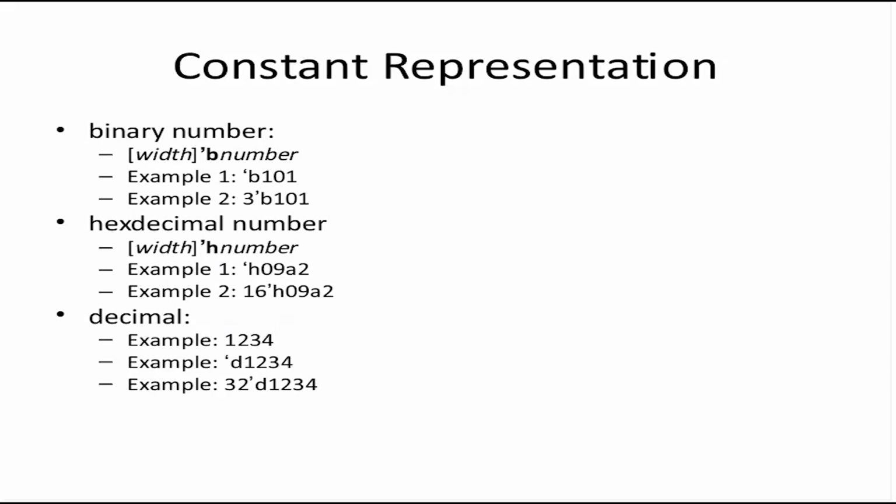Binary, we use B. For hex we use H. For decimal we use D. We write the number of bits first. For example, if you want to write a 10-bit binary 0, you could write 10'b0. Or one example is here 'b101. It's assumed to be 3 bits since it's 101. Or we could write it explicitly 3'b101. This being the MSB, this being the LSB. Again, hexadecimal number goes like this: 'h09A2 or 16'h09A2. Decimal you could write simply 1234 or 'd1234 or 32'd1234.